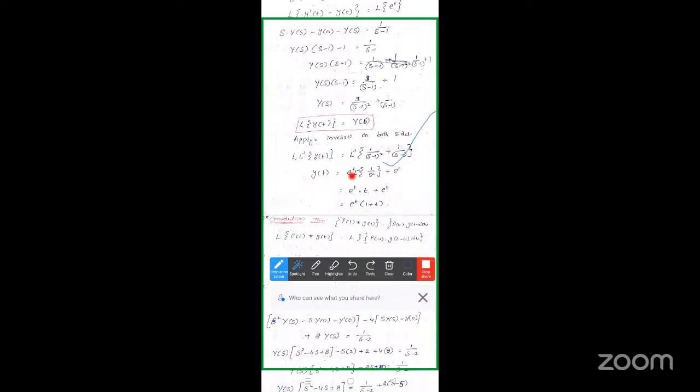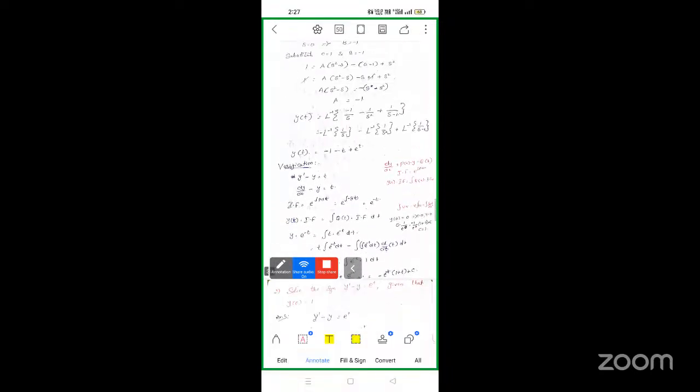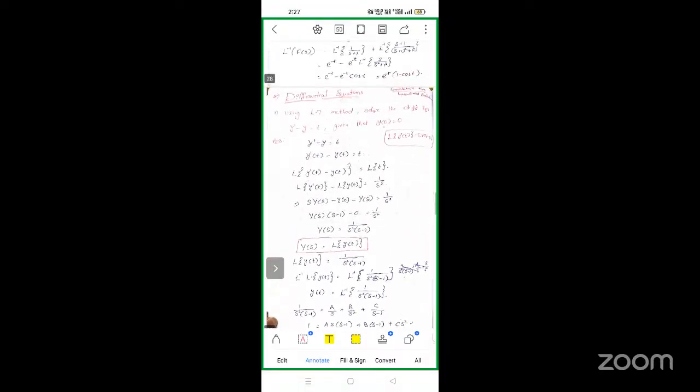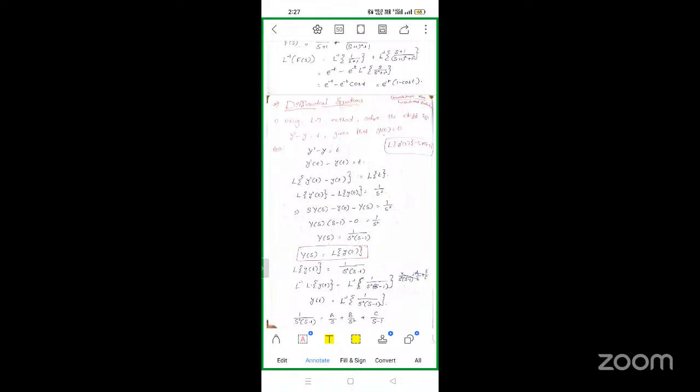So y of t is equal to e power t into L inverse of 1 by s square. Using the formula L inverse of 1 by s power n plus 1 is equal to t power n by n factorial, we can say directly that y is t plus e power t. E power t is common, so e power t into (1 plus t). So this is the second example in applications to differential equations by using Laplace transforms.